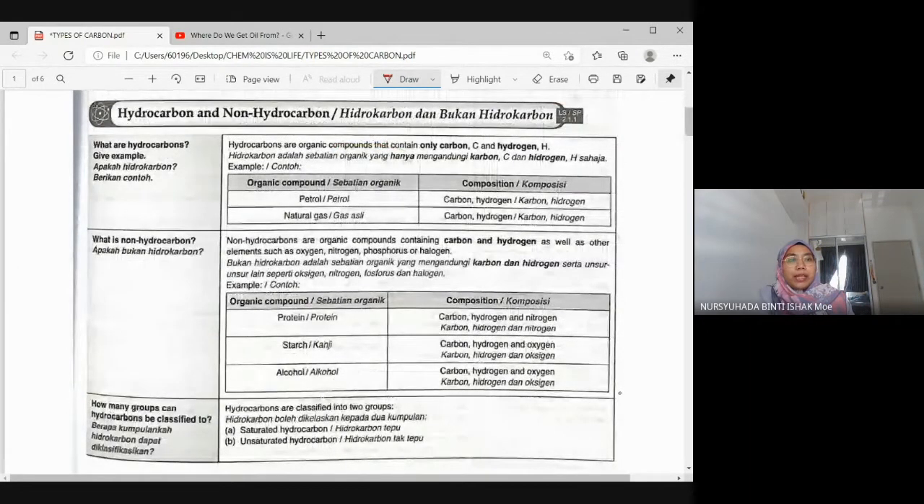So hydrocarbon, what is hydrocarbon? Hydrocarbons are organic compounds that contain only, alright, the keywords here are only carbon and hydrogen. Kalau dia ada carbon and hydrogen sahaja, itu kita panggil sebagai hydrocarbon. Contohnya petrol, carbon dengan hydrogen. Natural gas pun sama, carbon dengan hydrogen. The easiest example is gas dekat rumah kita tu, dalam tong gas untuk memasak tu. Apa nama chemical dia? Siapa tahu?